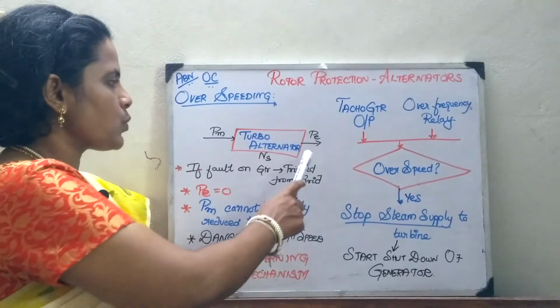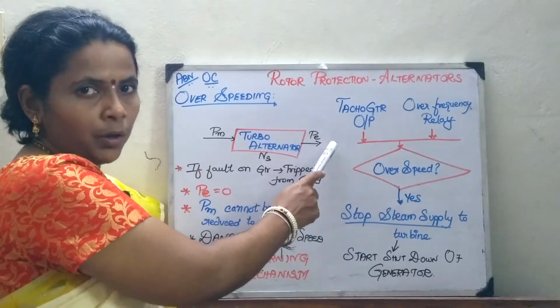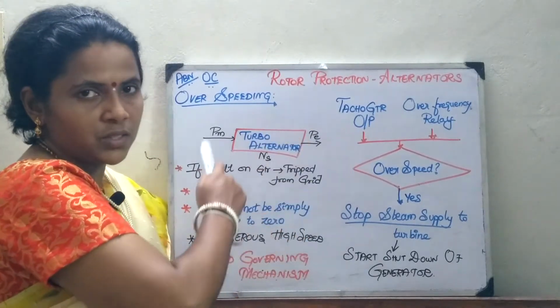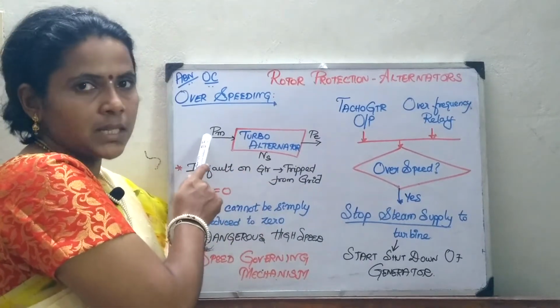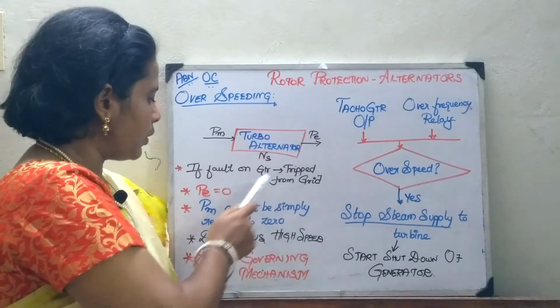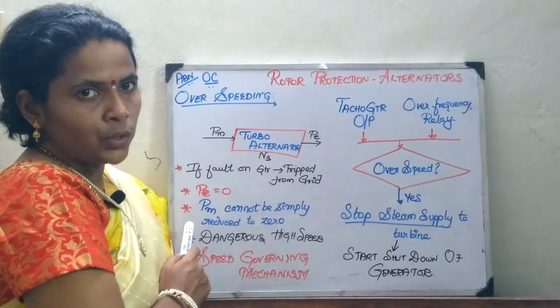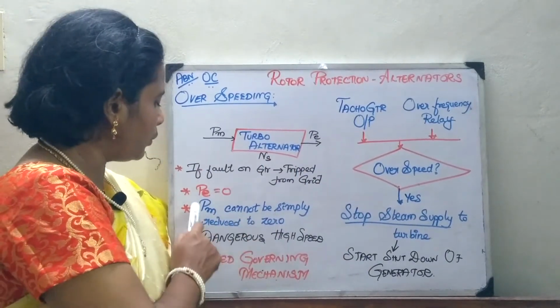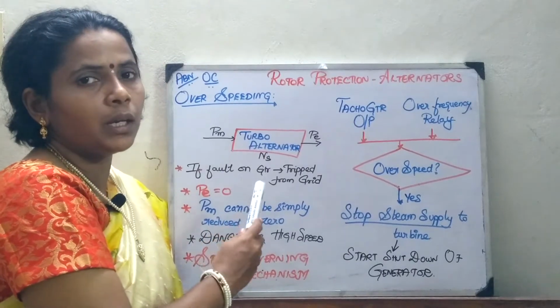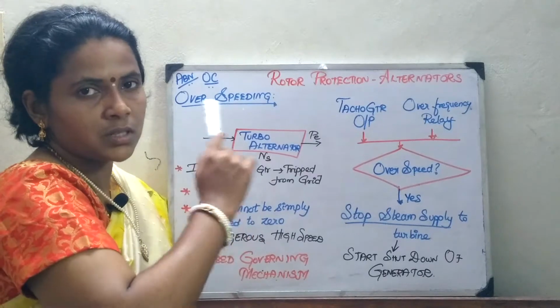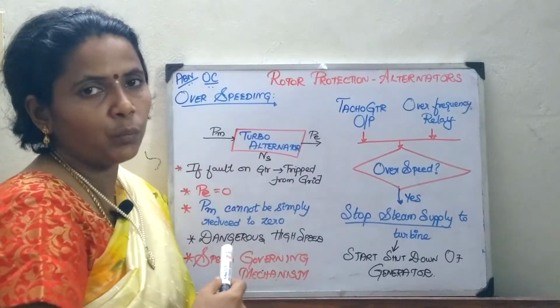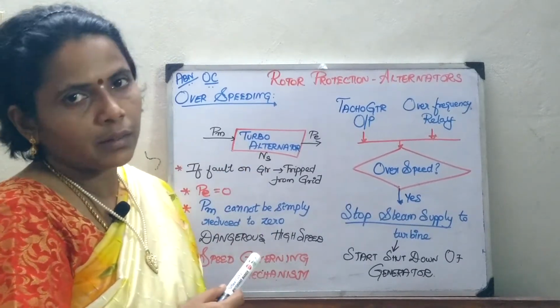Now, whenever the generator is tripped, the turbo alternator is already running. In this case, the mechanical power is going to be intact, whereas the electrical power is going to become 0. Here, the mechanical power of the turbo alternator cannot be immediately reduced to 0. So what happens? The system is going to run dangerously at a very high speed, which is undesirable.